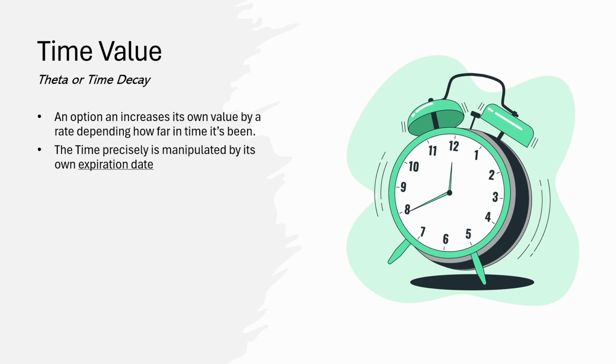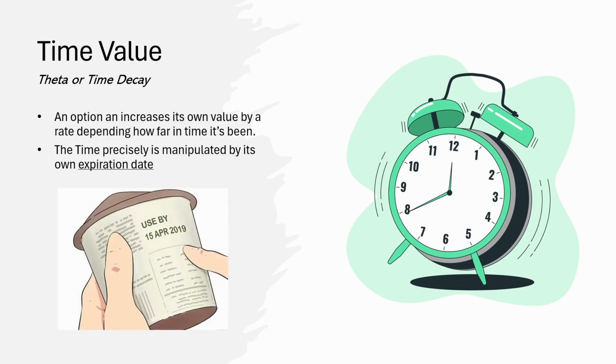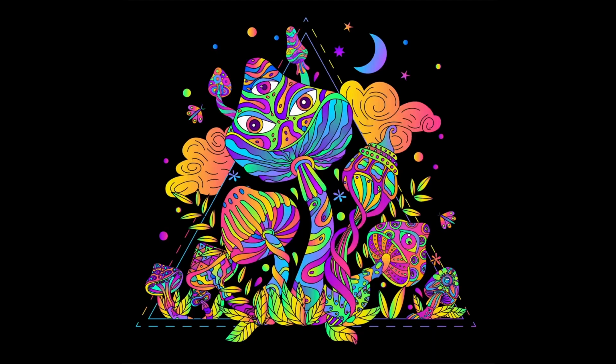Time value makes an option change its own value at a rate depending on how far in time it's been. The time is precisely determined by its own expiration date. Now, I'm not saying this metaphorically. I'm saying this quite precisely: an option actually has an expiration date, just as a food item has. It's not usable when it's past the expiration date. It's useless. The options work the same way as food.